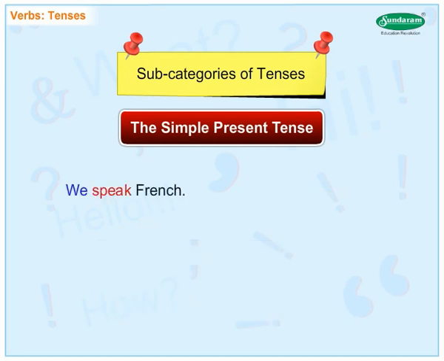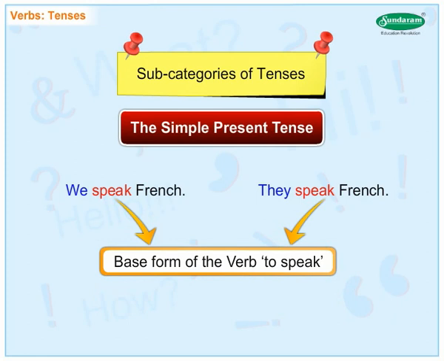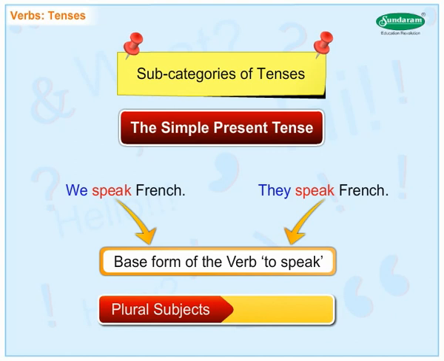We speak French. They speak French. In both cases, the verb is to speak. In the simple present tense, the base form of the verb is used with plural subjects such as we, they, the people, and with pronouns I and you, either in singular or plural.